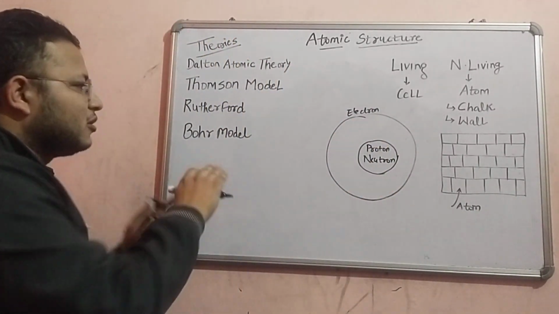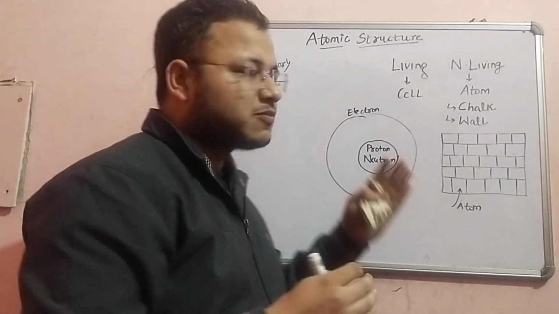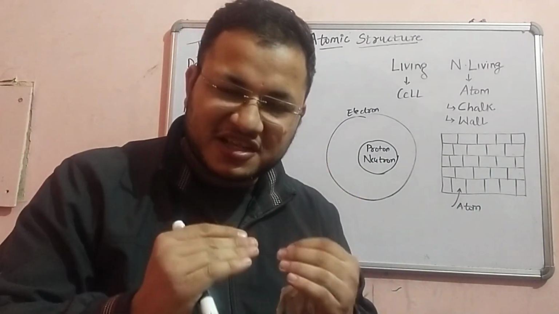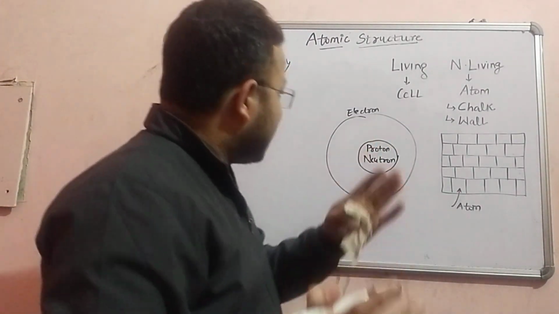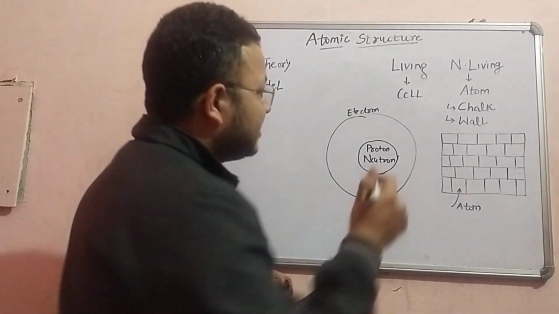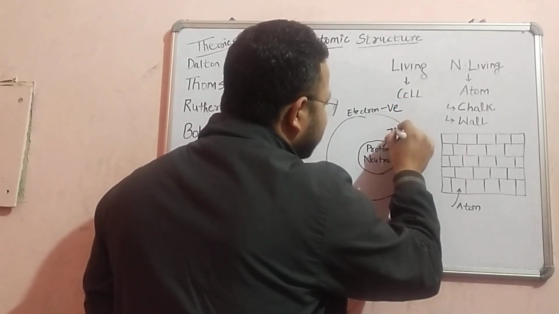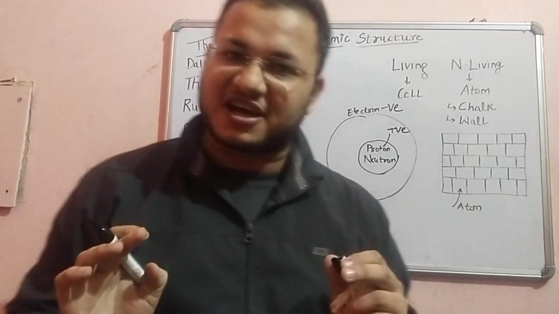Then came the Bohr model. The Bohr model explained further details: electrons have energy levels, some with low energy and some with higher energy. Electron contains negative charge, proton contains positive charge, and neutron doesn't have any charge.